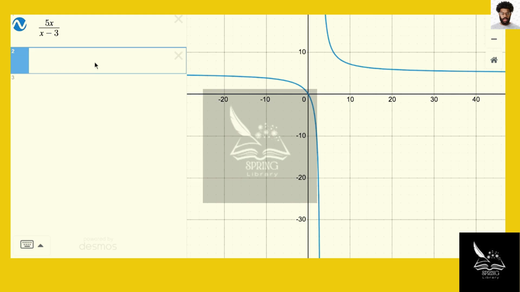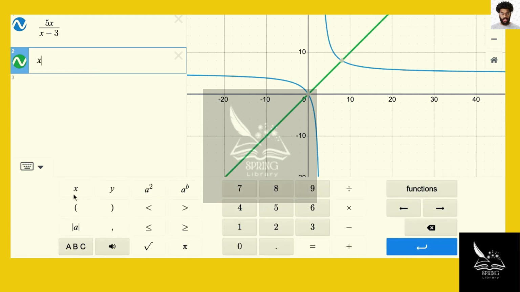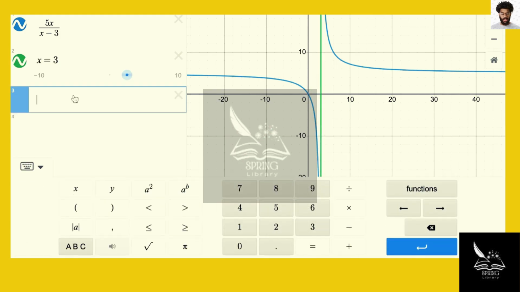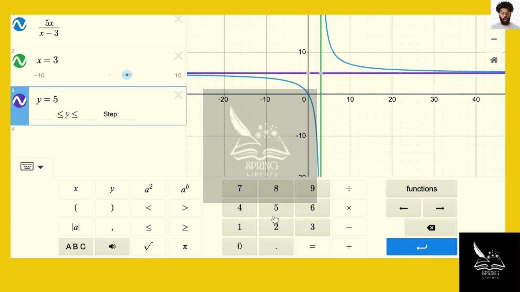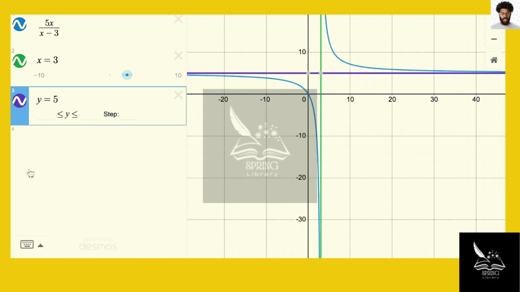We can see these visually. If we graph x equals 3 and y equals 5, you can see how the curve fits within those parameters.